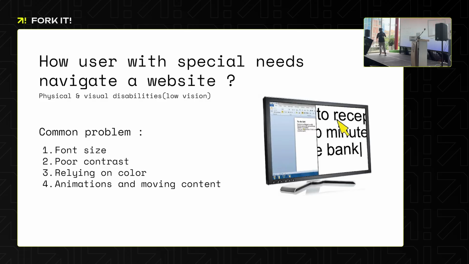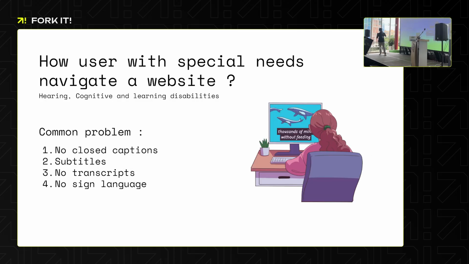It's the same thing as well for low vision people, relying on color contrast. So many animations and moving content make really annoying things. For the hearing and cognitive learning disabilities, maybe there's no closed caption or subtitles. Even at the high level, there's no sign language.